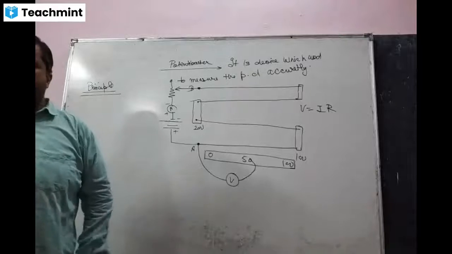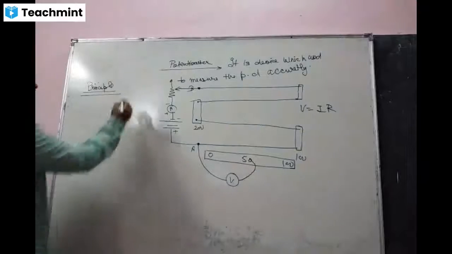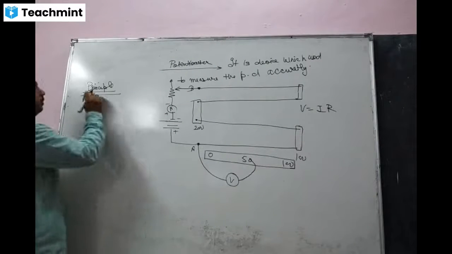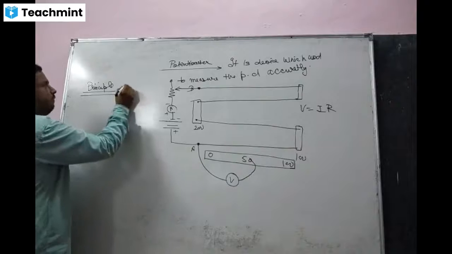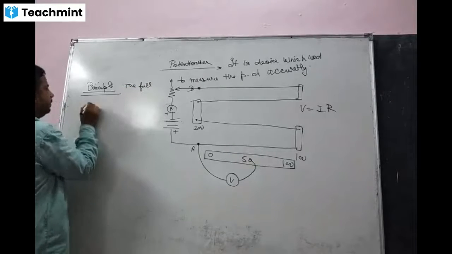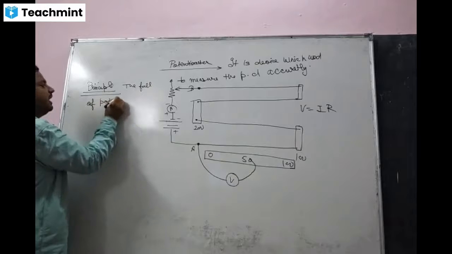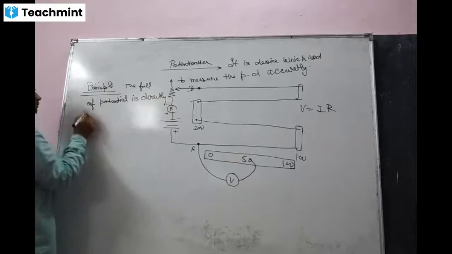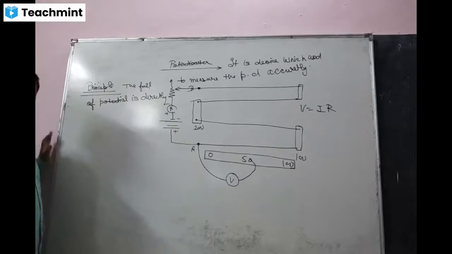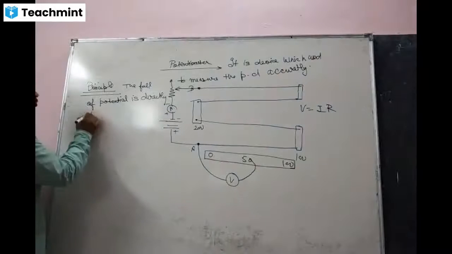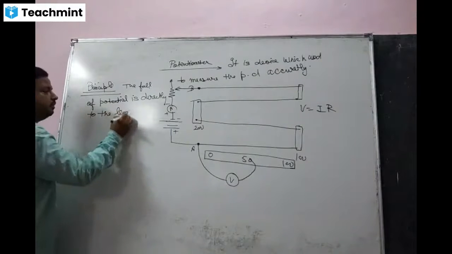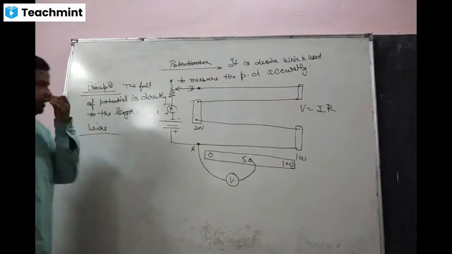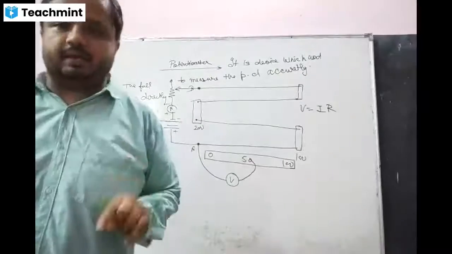Firstly, we describe the principle. According to the potentiometer principle, the fall of potential is directly proportional to the length of the wire.